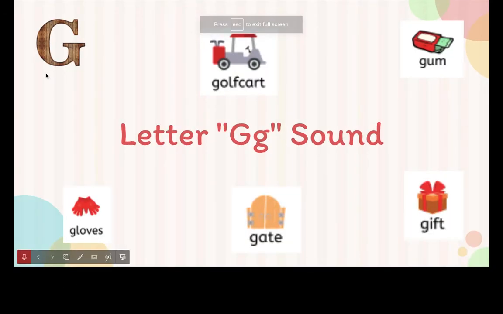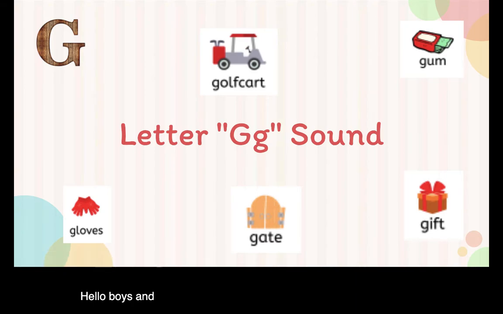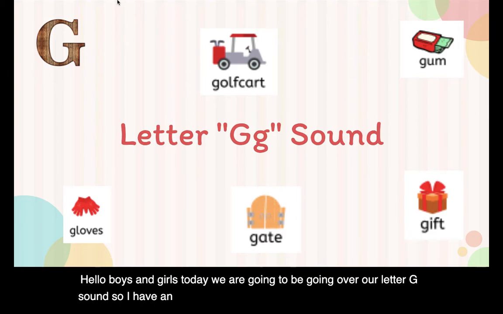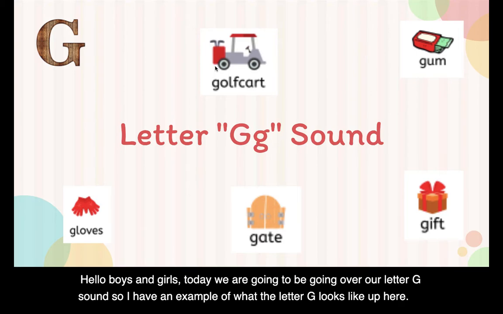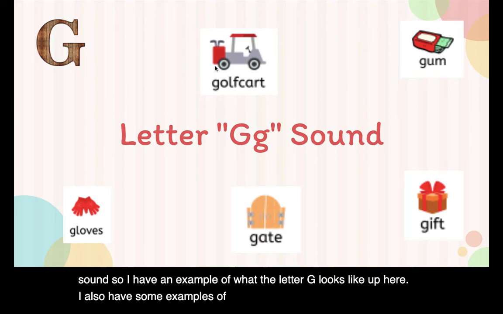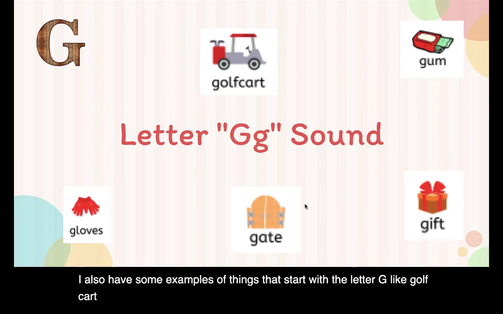Hello, boys and girls. Today we are going to be going over our letter G sound. So I have an example of what the letter G looks like up here. I also have some examples of things that start with the letter G, like golf cart, gum, gift, gate, and gloves.